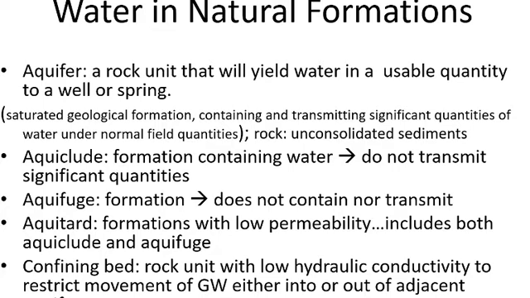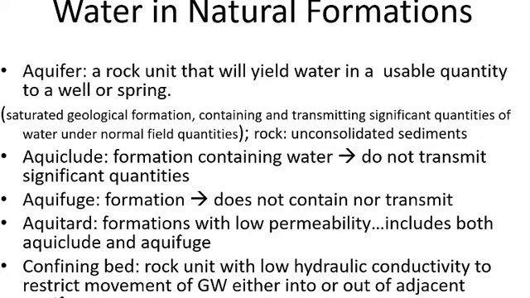So, now let's have the classification. What kind of aquifers we can have, and what kind of conditions we can develop. An aquifer is a rock unit that will yield water in a usable quantity to a well or spring. A saturated geological formation containing and transmitting significant quantities of water under normal field conditions. So, water retained in a geological formation is called an aquifer.